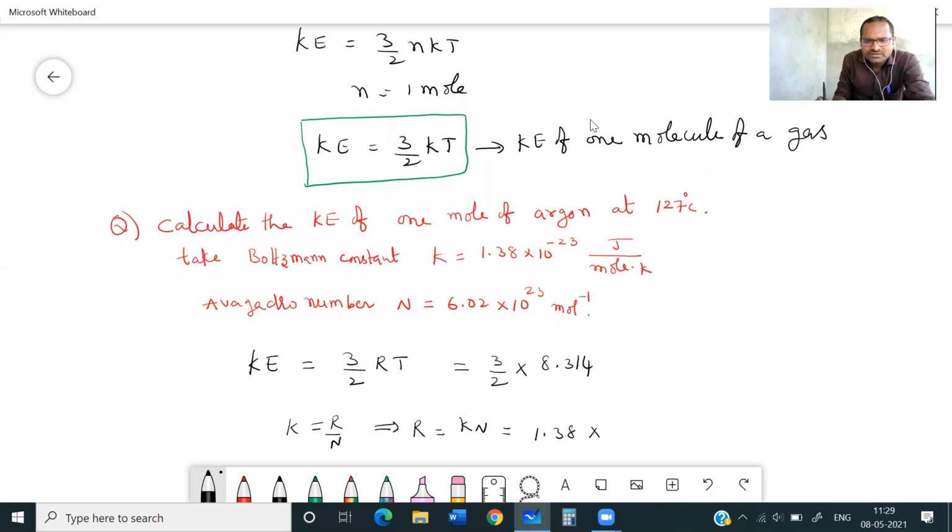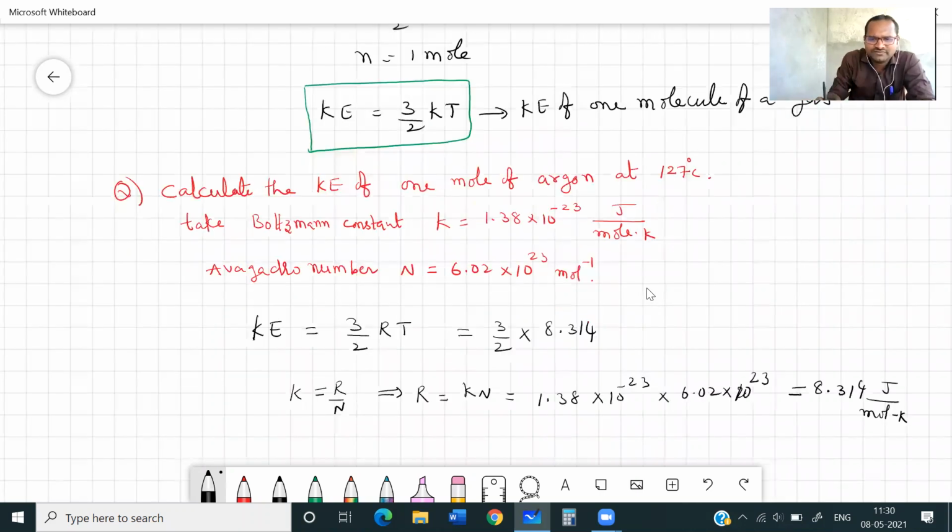1.38 into 10 to the power of minus 23, into N value 6.02 into 10 to the power of plus 23. Multiply 1.38 into 6.02. You'll get 8.314 exactly, joule per mole Kelvin. Molecule cancels. So in the place of R we can write our known value, 8.314 into T.